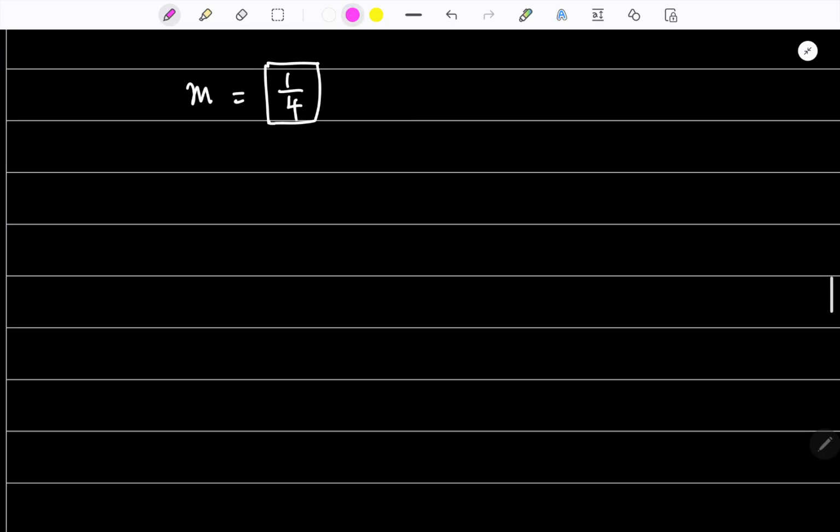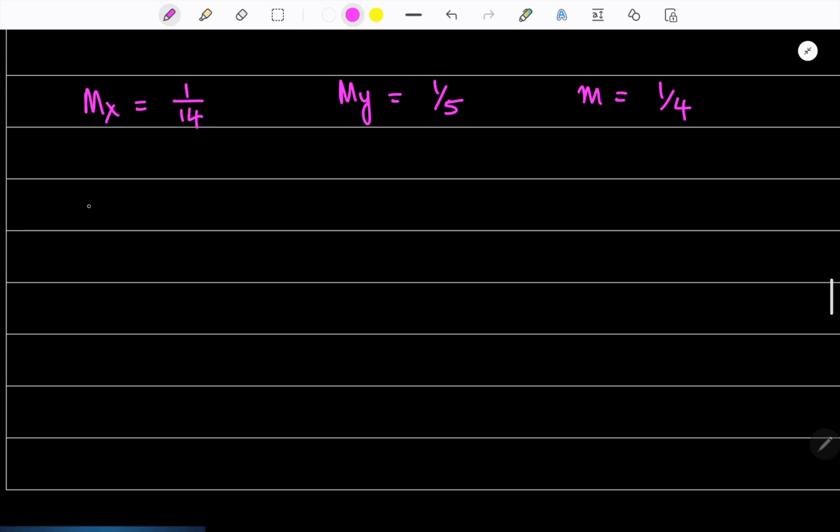So let me take all these values and write them, okay? So Mx is equal to 1 by 14, My is 1 by 5, and m is 1 by 4. Now we are going to calculate x bar. What is the formula for x bar? My divided by m, which is equal to My is 1 by 5 divided by m is 1 by 4. So you flip it or put it in the calculator, no problem. So which is 4 by 5.